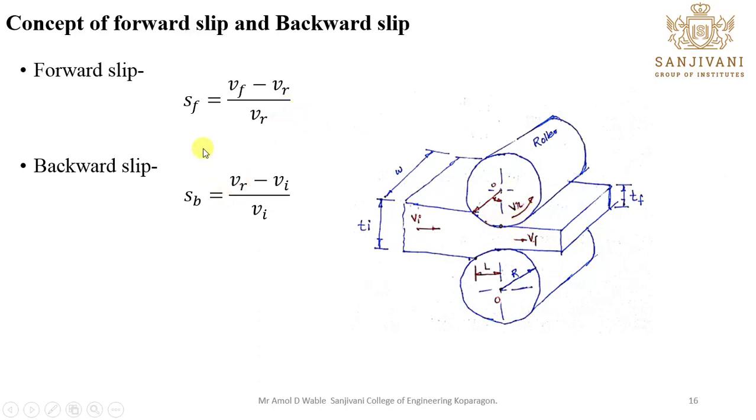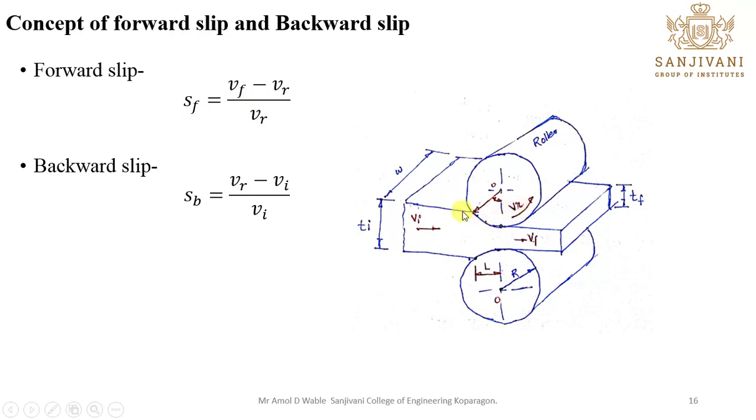So how can it be calculated? Forward slip can be defined as Vf minus Vr divided by Vr, where Vf is the final velocity and Vr is the velocity of the roller.